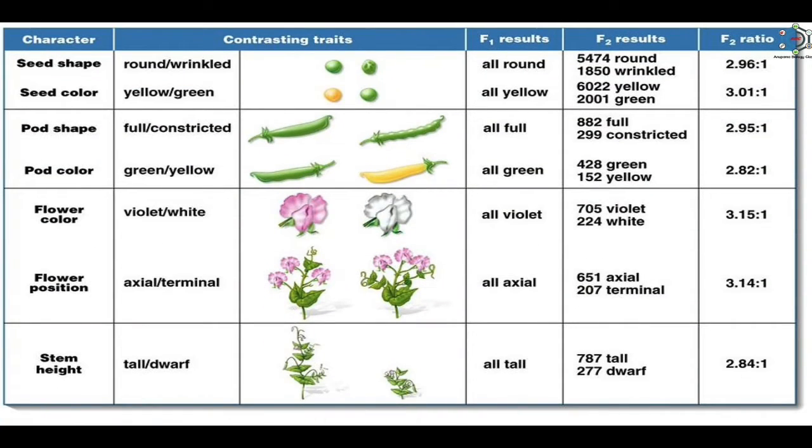Now, here you can see all the characters in the F1 generation. Here, all dominant characters appear in the F1 generation, but in the F2 generation, an approximate 3:1 ratio of dominant and recessive characters appears. So in this picture, all the 7 characters, their contrasting traits and the F1 results, then the F2 results and the F2 ratio, approximately 3:1 for all these characters.